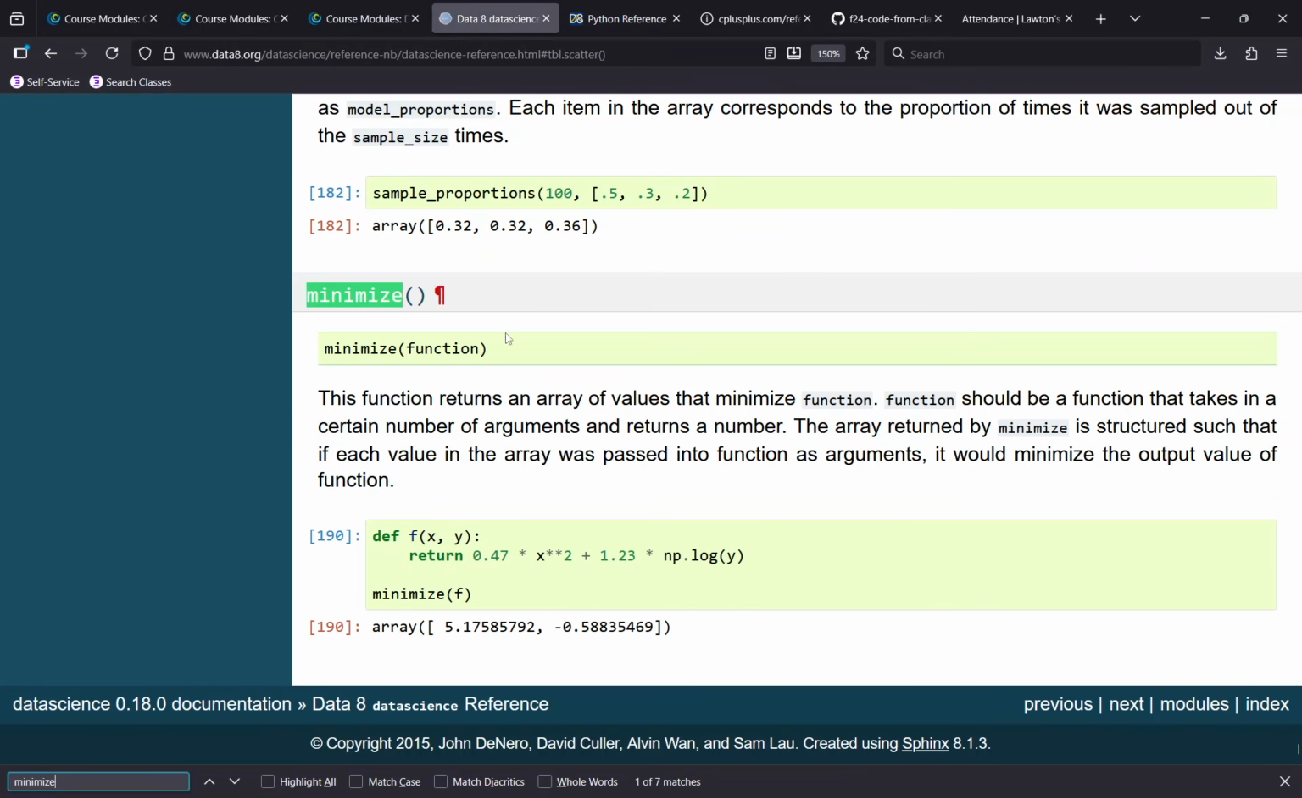So minimize legitimately takes the name of a function that you've made. You call minimize on it, where it takes floats as inputs, and it gives you the values that give you back the smallest answer for that function, which is really cool.